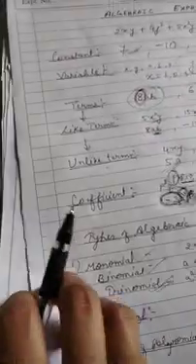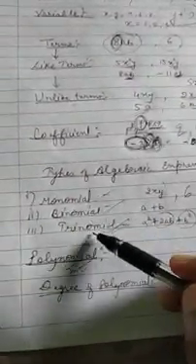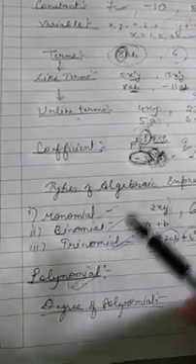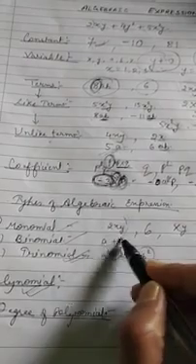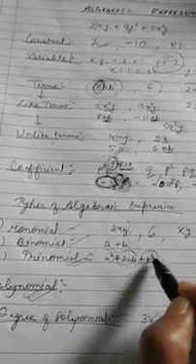The expression which has more than 3 terms is called polynomial, or this monomial, binomial, trinomial are also called polynomial. What is this polynomial? An algebraic expression in which the exponent of the variable, like x, any exponent, means the power of the variable, is not a negative integer. In monomial also the power of the variable will not be negative. Binomial also, power of the variable will not be negative. Power of the variable will never be negative. Then only it is called the polynomial.